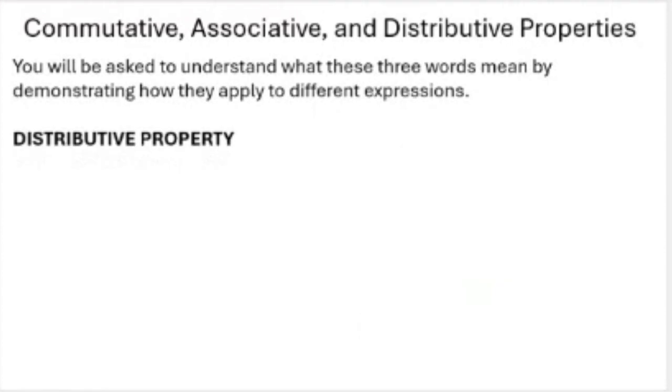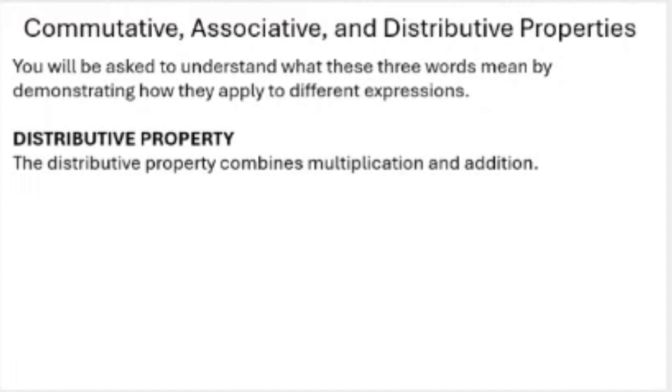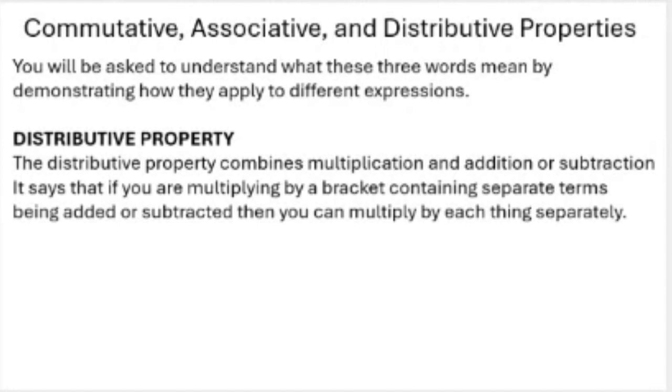Lastly, the distributive property, which you've seen demonstrated a whole bunch of times this evening with the questions we've had from equation solving. It's a combination of multiplication and addition, and the distributive property says that if you are multiplying by a bracket with separate terms being added or subtracted, then you can multiply each thing separately.